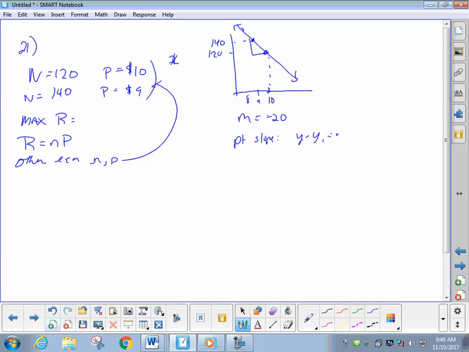Y minus. Okay. Give me what's y in this case? What variable is y? Sorry. N minus 120, I like it, equals negative 20 times p minus 10. Okay. Now, I'm going to use that, so I probably want to solve for that. So I'm going to solve and get a final something like 320 minus 20p.